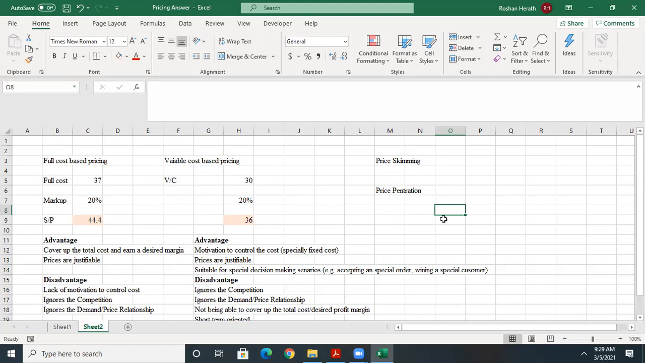So what happens in case of price skimming? There are certain conditions, right? You cannot apply it for all the instances. When it comes to this skimming pricing, it has to be a kind of a novel product, right? If it is a novel product, then you can think of price skimming.